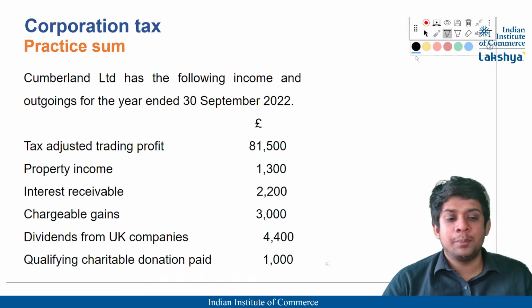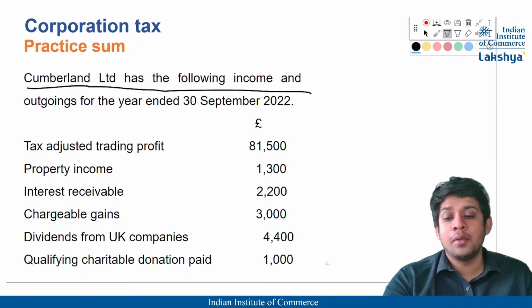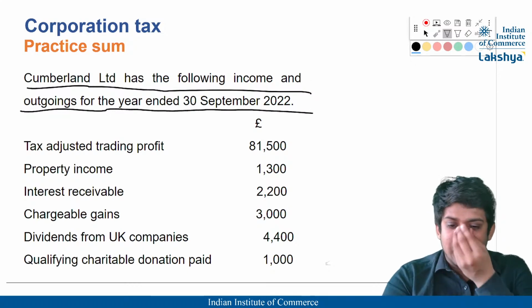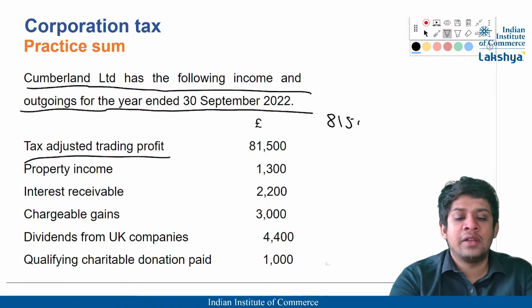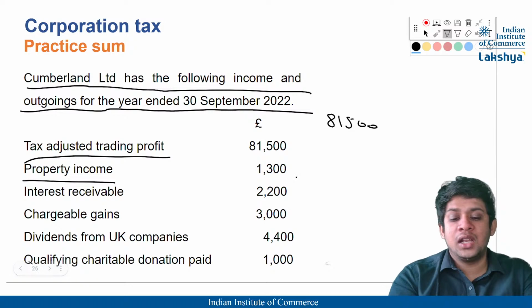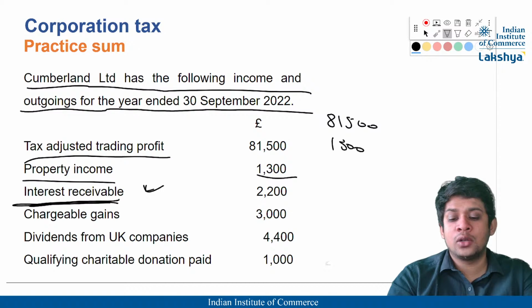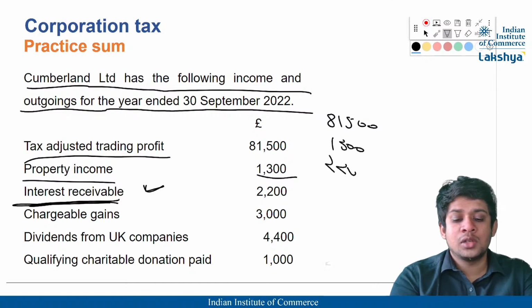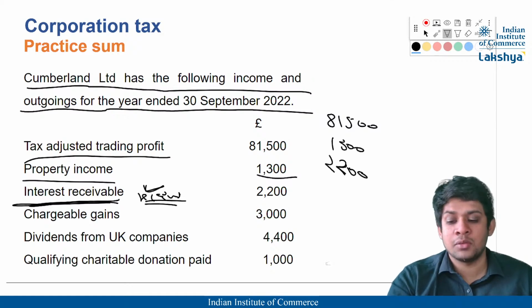Okay. Firstly, let us compute the tax liability. Cumberland Limited has the following income and outgoings for the year ended 30th September 2022. It has tax adjusted trading profit of 81,500. It has property income of 1300. Interest which is receivable, that only will be considered, because it is accrual basis that we are supposed to calculate. If there was interest received, then we would have to calculate the amount which is receivable.